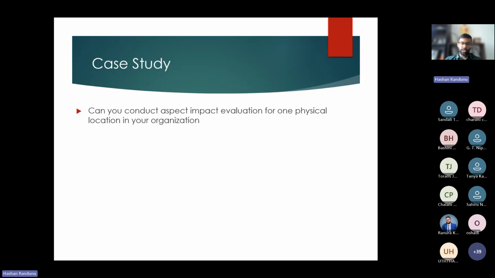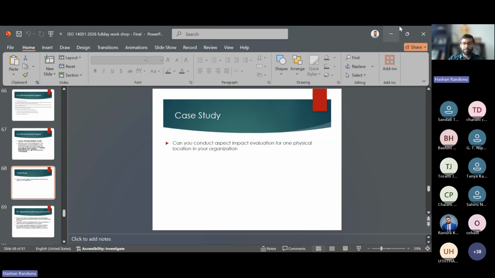I think now you have a good understanding of environmental aspect and environmental impact. So now we are going to do a case study. During this case study, you need to select a particular operation in your organization and identify the environmental aspects and environmental impacts. I also expect you to identify the significant environmental aspects, so you have to define an appropriate criteria to identify them. Before you start the case study, I will support you to develop a format for that, right?